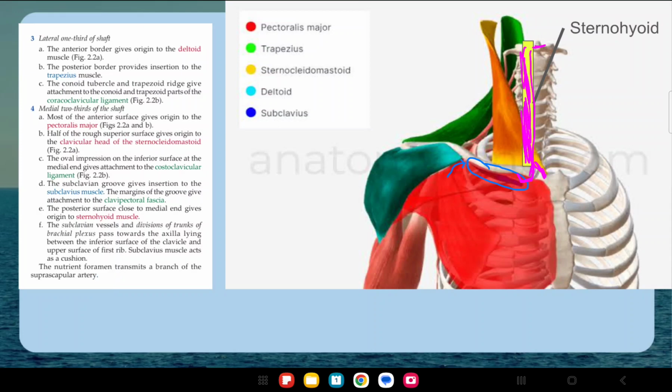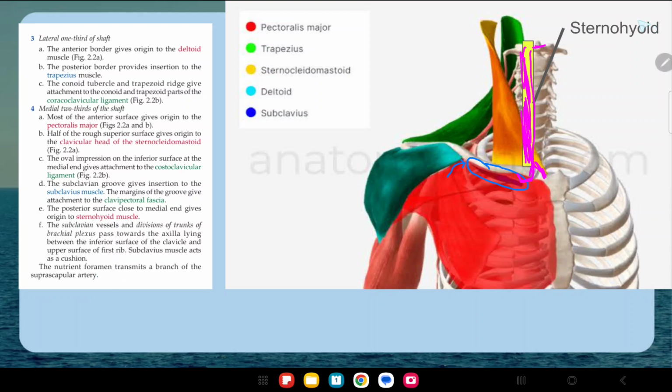The nutrient foramen transmits a branch of the suprascapular artery. I'll explain the nutrient foramen later. A nutrient foramen is a foramen on the surface of the bone through which an artery enters the bone to supply it, because bone is a living tissue. It needs nutrients, right? The clavicle bone is supplied by the suprascapular artery, and the suprascapular artery is a branch of the thyrocervical trunk, which in turn is a branch of the subclavian artery.